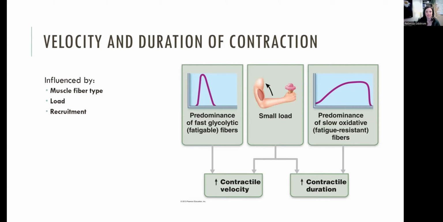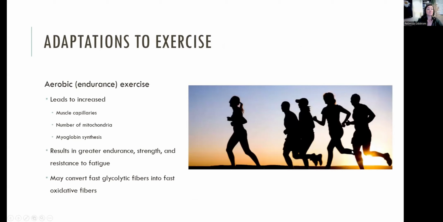So let's say we're doing bicep curls, but we use a 5-pound weight. We might be able to do reps of 12, 15, 16, as opposed to if I gave somebody a 30-pound weight, we might do a 3-set max or a 4-set rep with that. And that kind of explains this use of either fast glycolytic fatigable fibers or these slow oxidative fatigue resistant fibers.